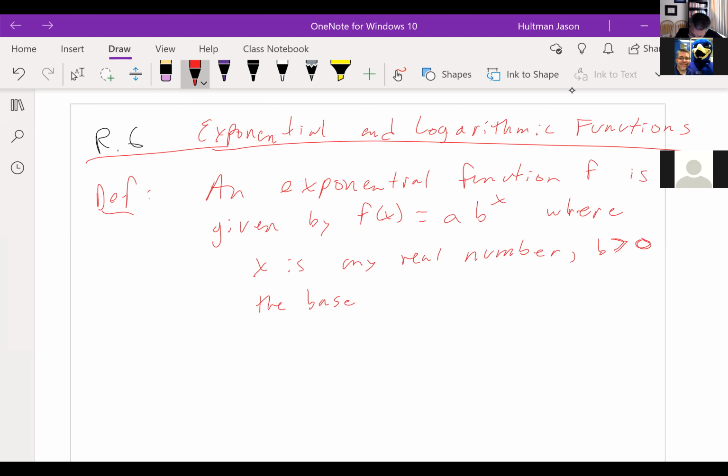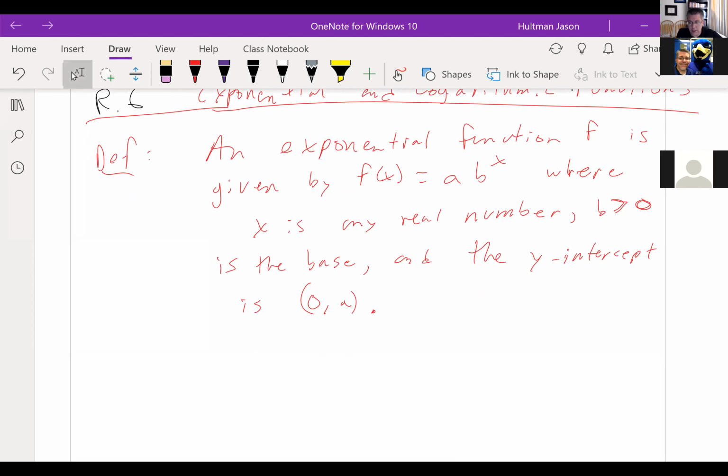Okay, b greater than 0. The base is the base. Okay, and oh, the y-intercept is 0a. It's a 0a, because if x is 0, then anything to the 0 power is 1, and then a times 1 is a.